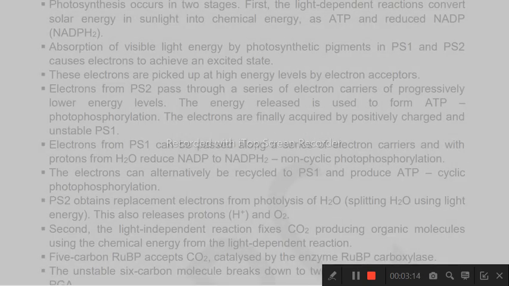Photosynthesis occurs in two stages. First, the light-dependent reactions convert solar energy in sunlight into chemical energy, as ATP and reduced NADP, NADPH2. Absorption of visible light energy by photosynthetic pigments in PS1 and PS2 causes electrons to achieve an excited state. These electrons are picked up at high energy levels by electron acceptors.